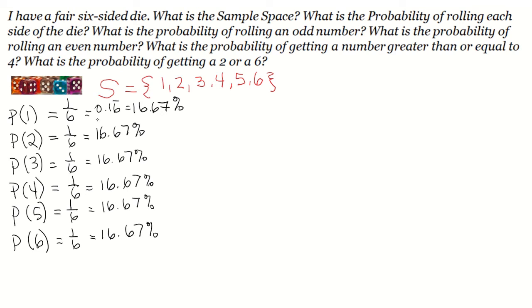Now let's look at the next question. The next question says, what is the probability of rolling an odd number? What is the probability of rolling an even number? So now instead of looking at just an individual side of the dice, we are creating different events. We want to know what is the event odd and what is the event even.